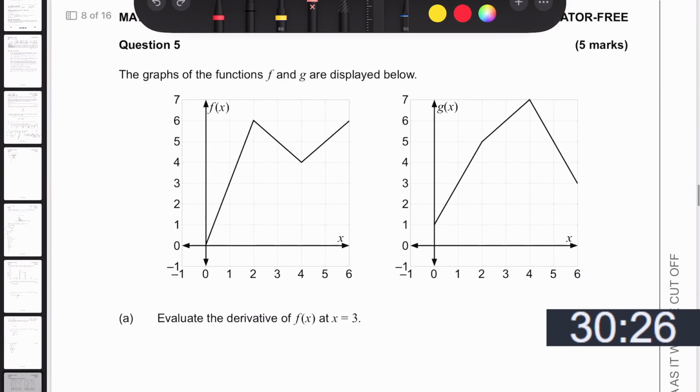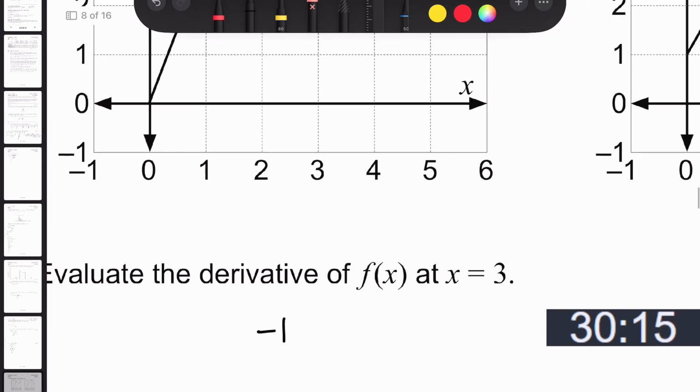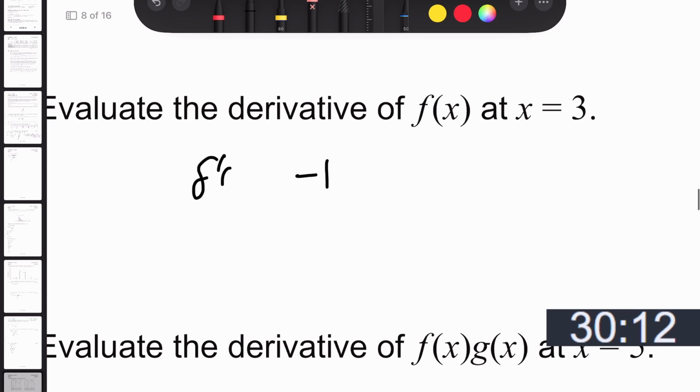That's fine. The graphs f and g are displayed below. Evaluate the derivative of f of x at x equals 3. X equals 3, so that's just going to be a derivative of -1. So f dash of 3 is going to be equal to -1.